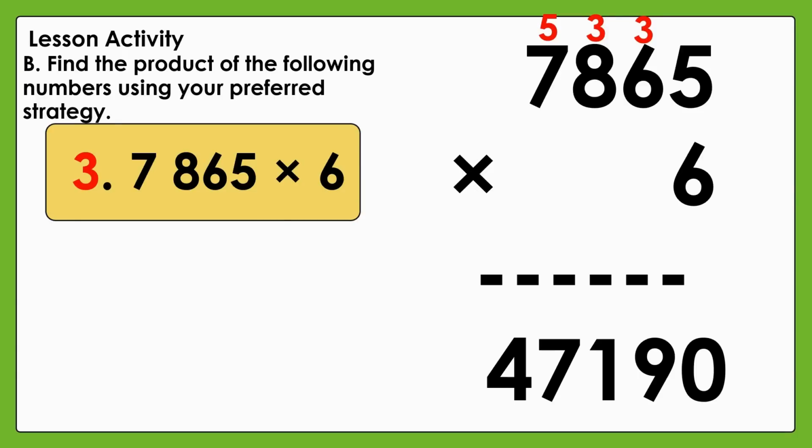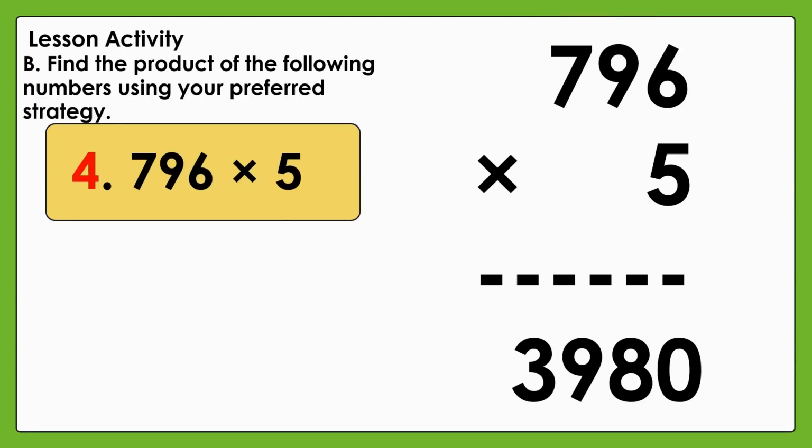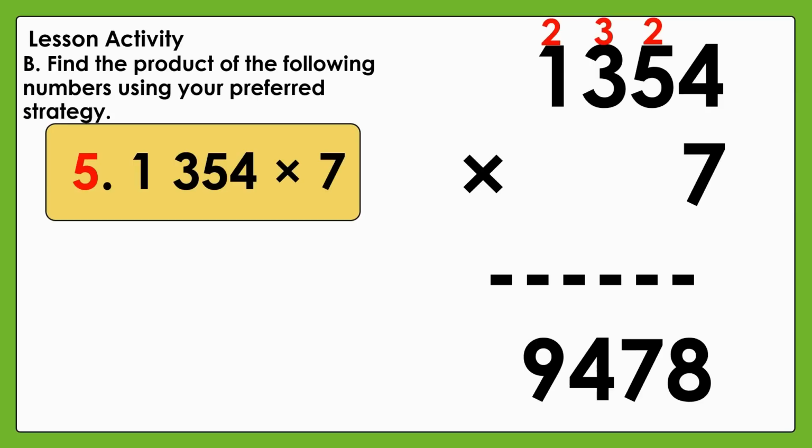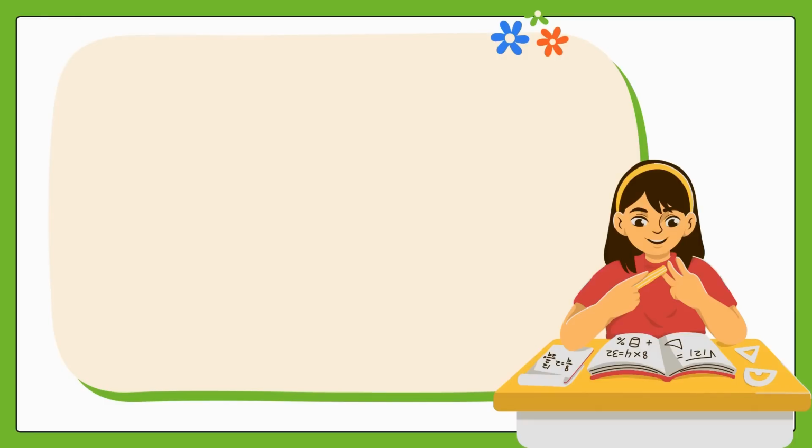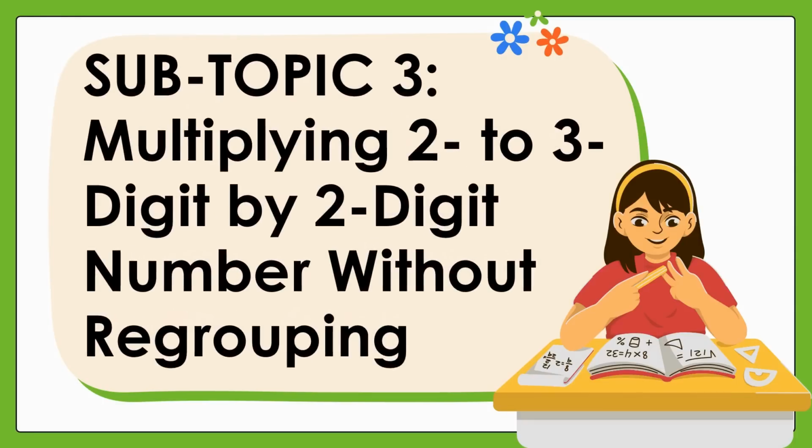47,190. Number 4, 7,096 times 5 is equal to 3,980. And number 5, 1,354 times 7 is equal to 9,478. Let's go on with our subtopic number 3.